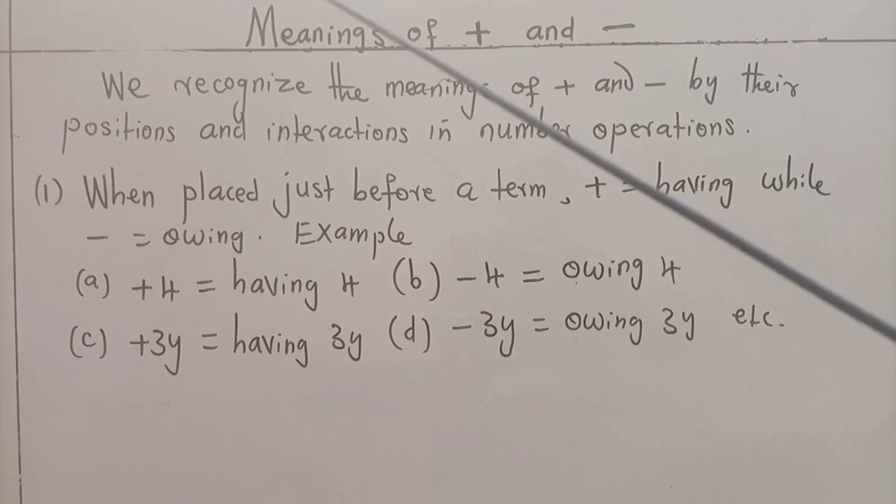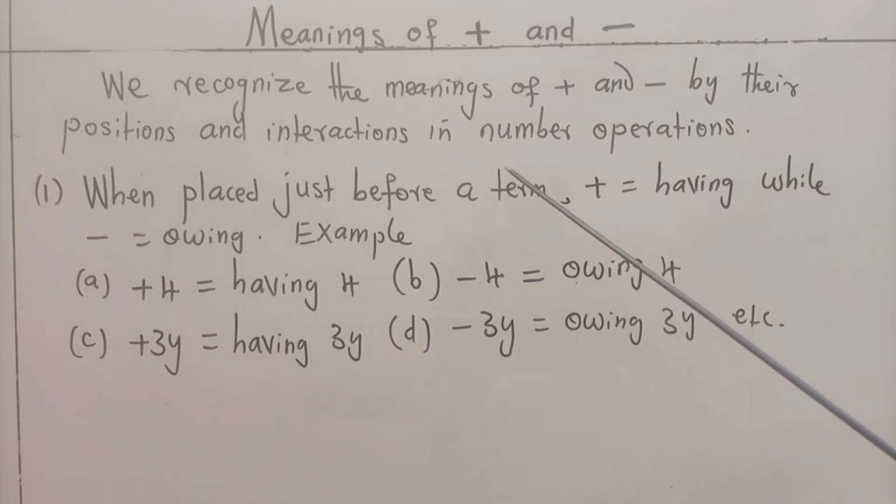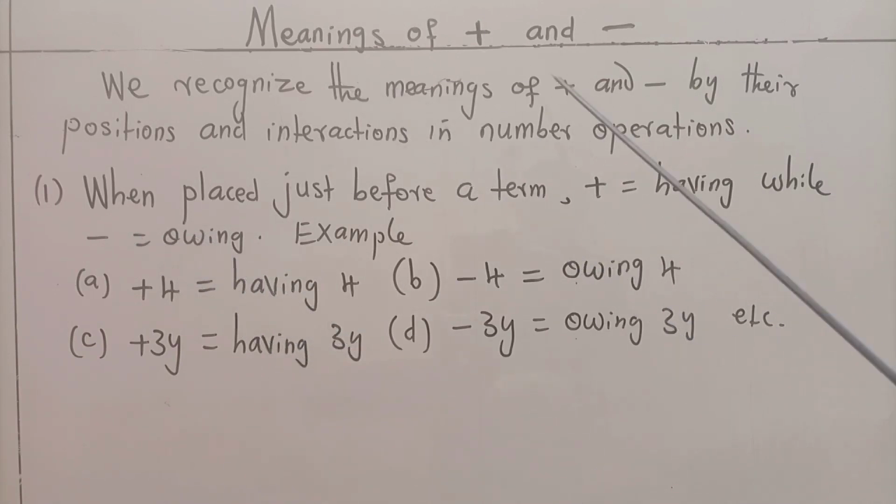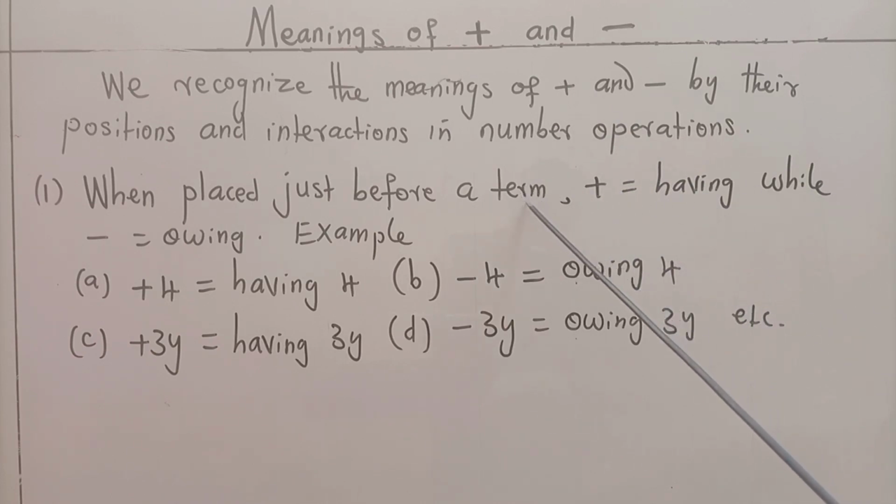Number 1, when placed just before a term, plus means having, while minus means owing. That is, if you place this sign just before a term, which is either one number or a group of numbers put together to become one number, or which we regard as one number. Sometimes one number can be called a number. Sometimes a group of numbers put together can be called one number.